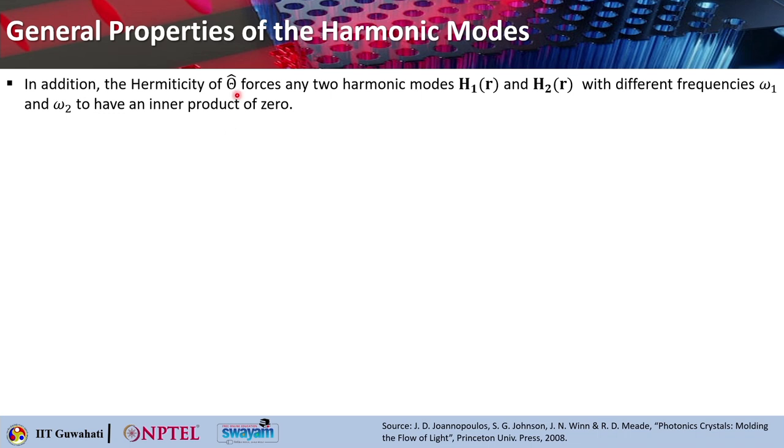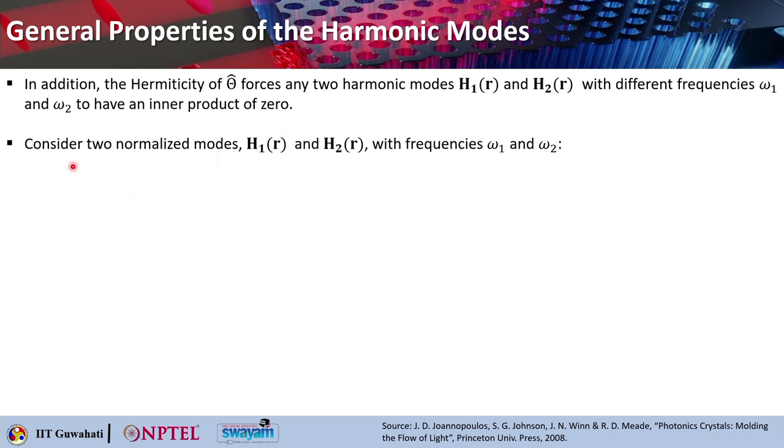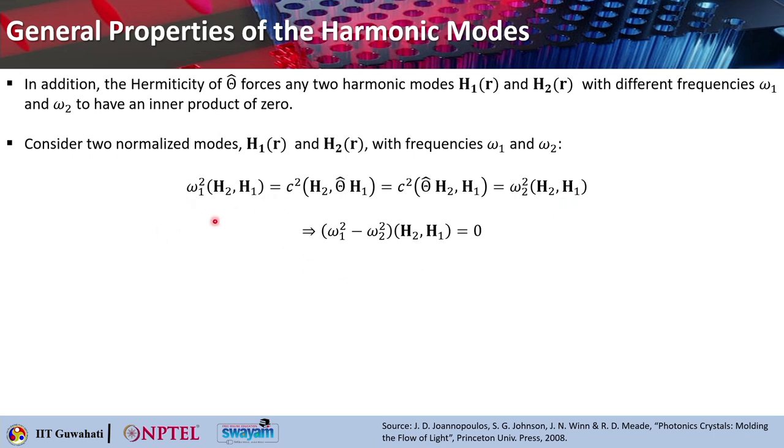In addition, the harmonicity of theta cap forces any two harmonic modes H1(r) and H2(r) with different frequencies omega 1 and omega 2 to have an inner product of 0. Let us consider two normalized modes H1 and H2 with frequencies omega 1 and omega 2 respectively. You can write omega 1 square times the inner product of H2 and H1 equals c square times the inner product of H2 and theta cap H1, which is the same as c square times theta cap H2 comma H1, and that can be written as omega 2 square times the inner product of H2 and H1. If you take these two together, you can write omega 1 square minus omega 2 square times the inner product of H2 and H1.